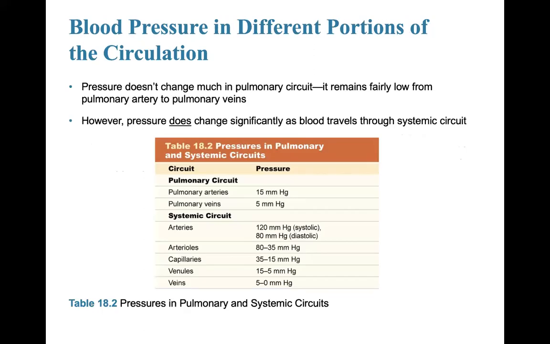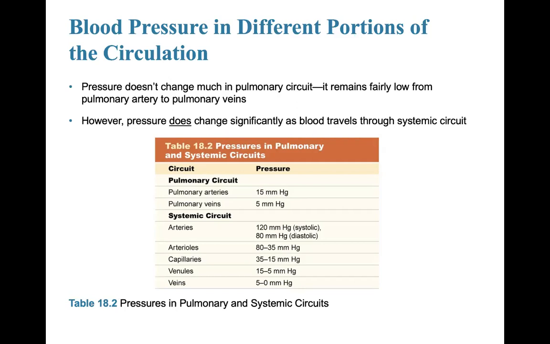Pressure doesn't change much in the pulmonary circuit, as it remains fairly low from the pulmonary artery to the pulmonary veins. However, pressure does change significantly as blood travels through the systemic circuit. If you look here, the pulmonary arteries are about 15, pulmonary veins about 5. In the systemic circuit, your arteries are going to range between 120 over 80. The arterioles will go from 80 to about 35. Capillaries are going to be about 35 to 15.